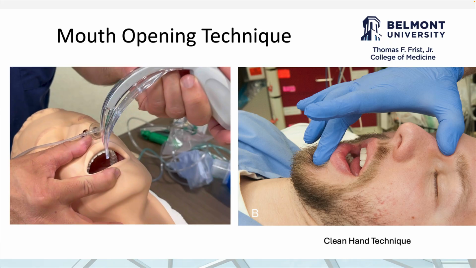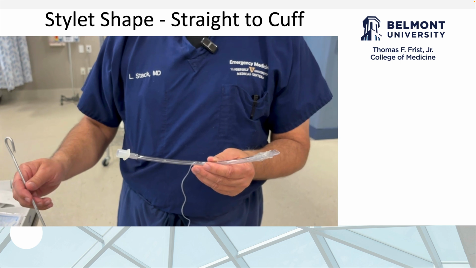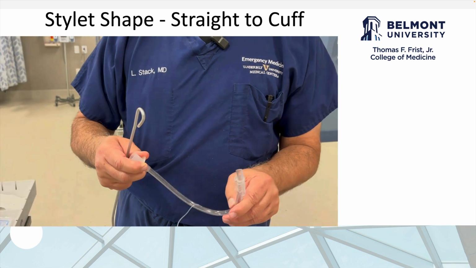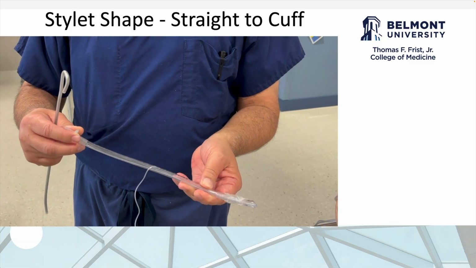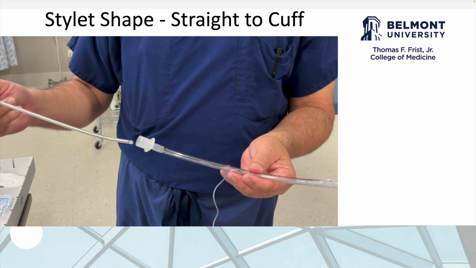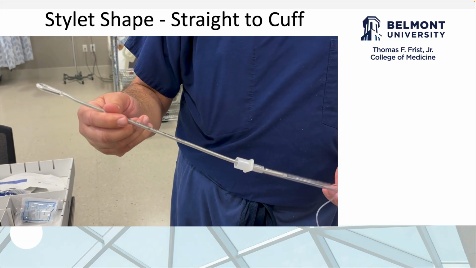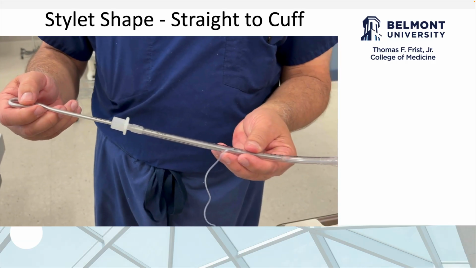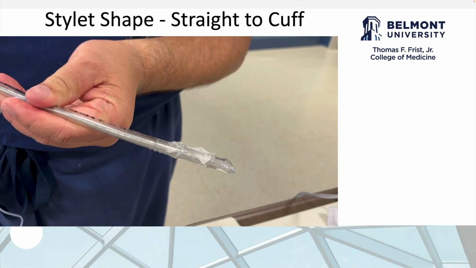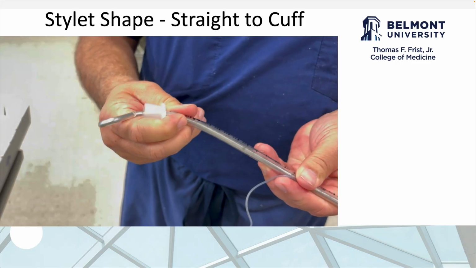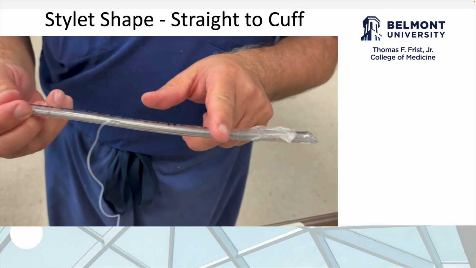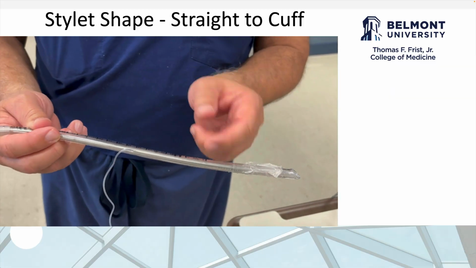When we place an endotracheal tube, another option for guidance, especially this tube which is so flexible that it would be nearly impossible to try to pass without any structure, is what's called a malleable aluminum stick called a stylet. We'll place the stylet to the end of the endotracheal tube, and then make it approximately that size. And then we're going to shape it in what was called a straight to cuff position.